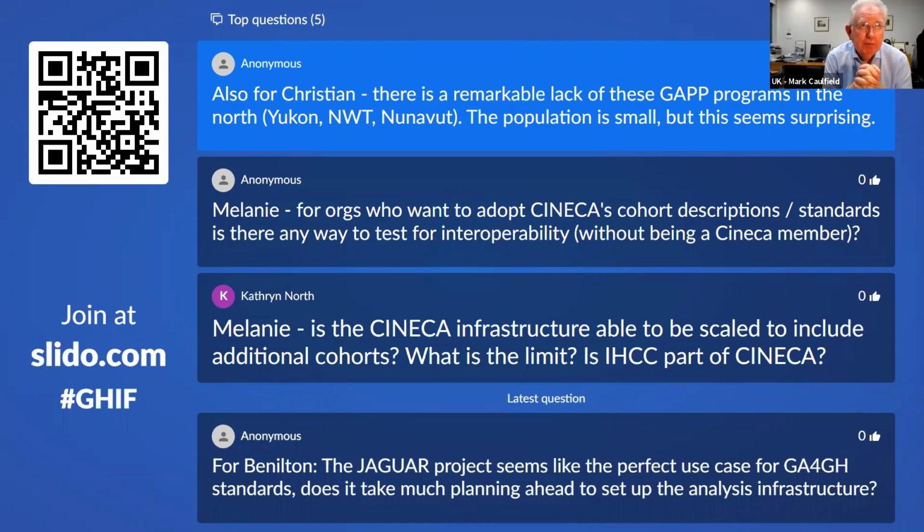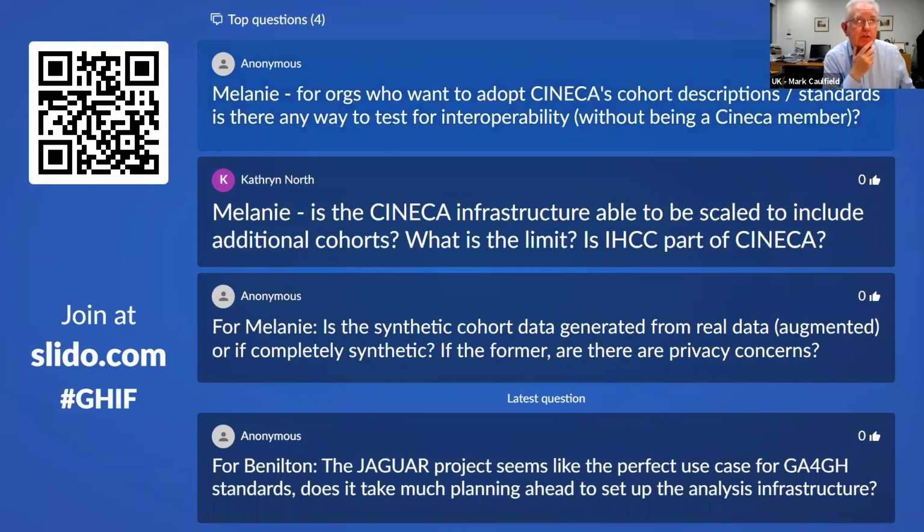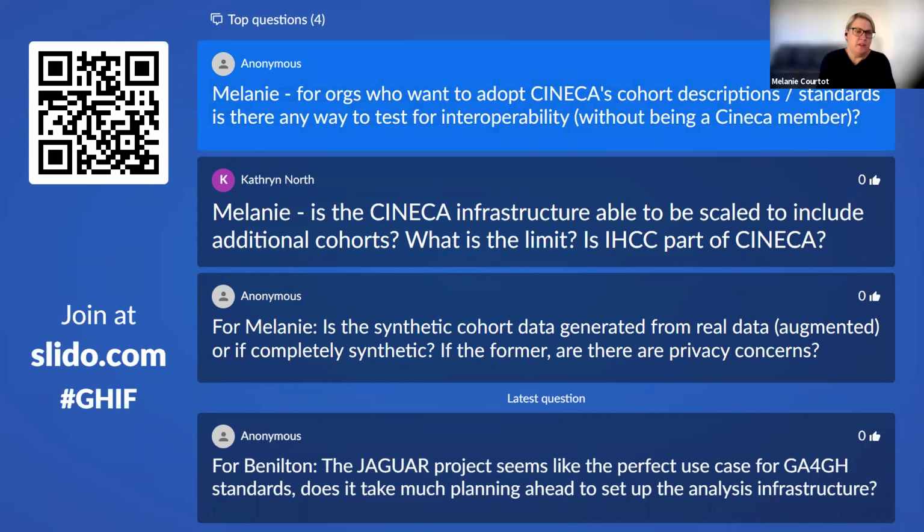Melanie, now for organizations who'd like to adopt Silica's cohort description standards, is there a way to test for interoperability without being a Silica member? So this may be from continents where Silica is not represented. So over to you, Melanie. Yeah, of course. That's a great question. One of the things that I'm particularly proud of is that everything we're doing in Silica, and actually the same for GA4GH, is all open and public.